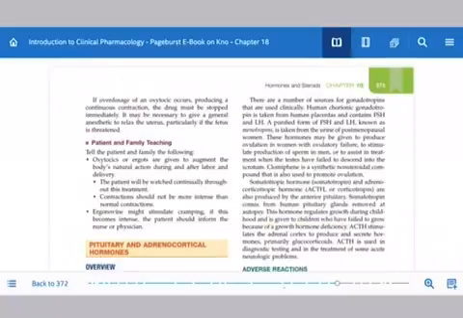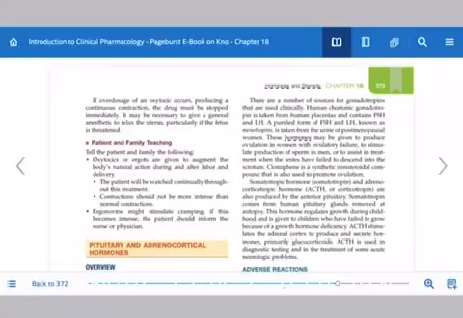All right, so your patient family teachings. Okay, let them know oxytocins or ergos are given to augment the body's natural action during and after labor. It says the patient will be watched continually throughout this treatment, and contractions should not be more intense than normal. Ergonovine might stimulate cramping. And if this becomes intense, the patient should inform the nurse or the physician right away.